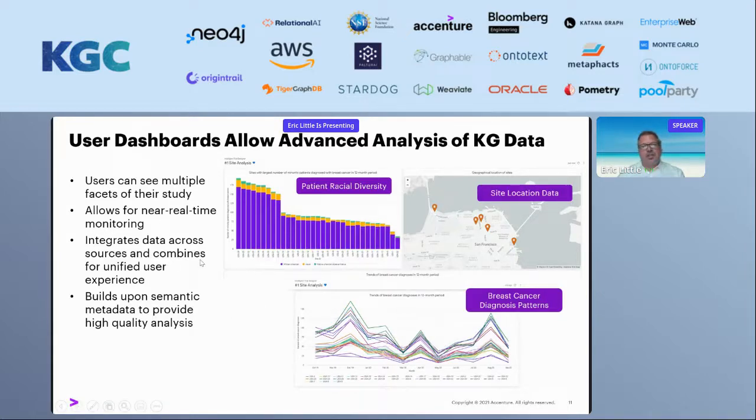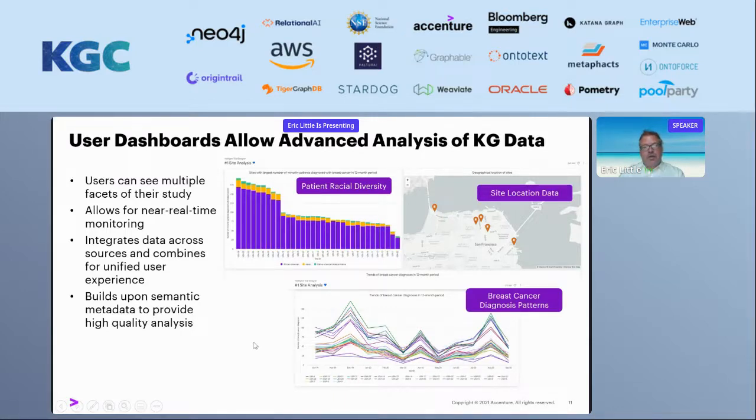So what this is showing is that users can now see multiple facets of their study at one time. It allows them real-time monitoring. This chart is showing you the racial breakdown, blue being African American, yellow being Asian participants, green being Native or Alaskan American. You can see the different racial diversity profiles based on these different site locations. We can also plot those site locations using the geo data so that users can see where exactly these hospital centers or sites occur, in this case in San Francisco. We can also look across those different sites and across the timing in some area, what is the pattern of breast cancer diagnosis over time, right?